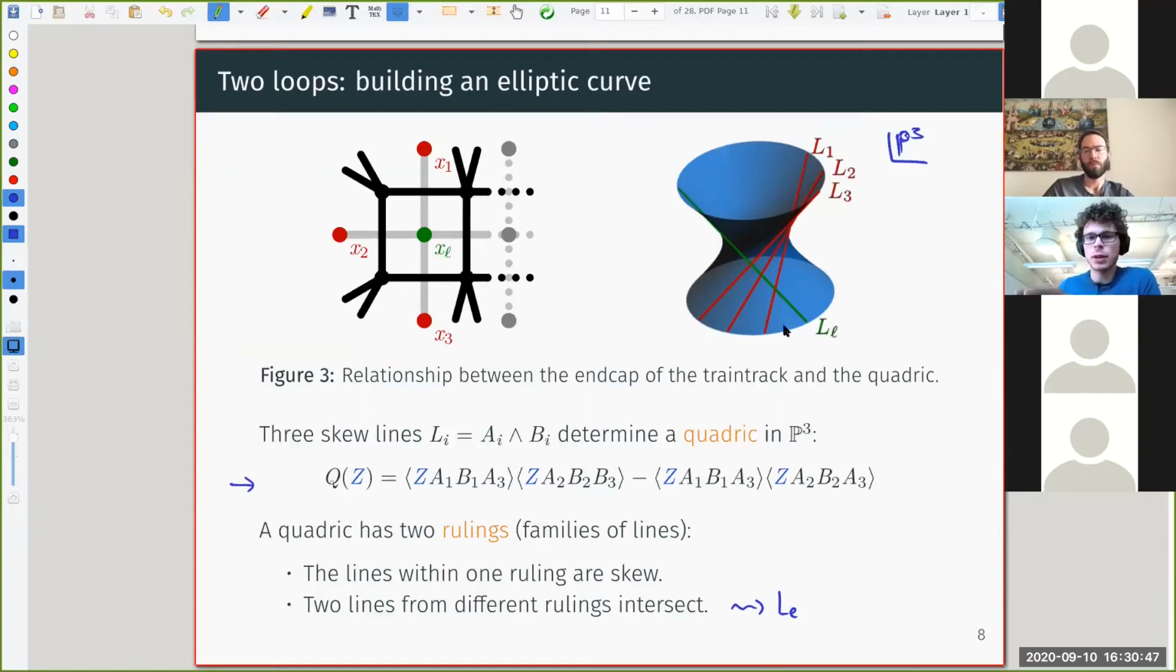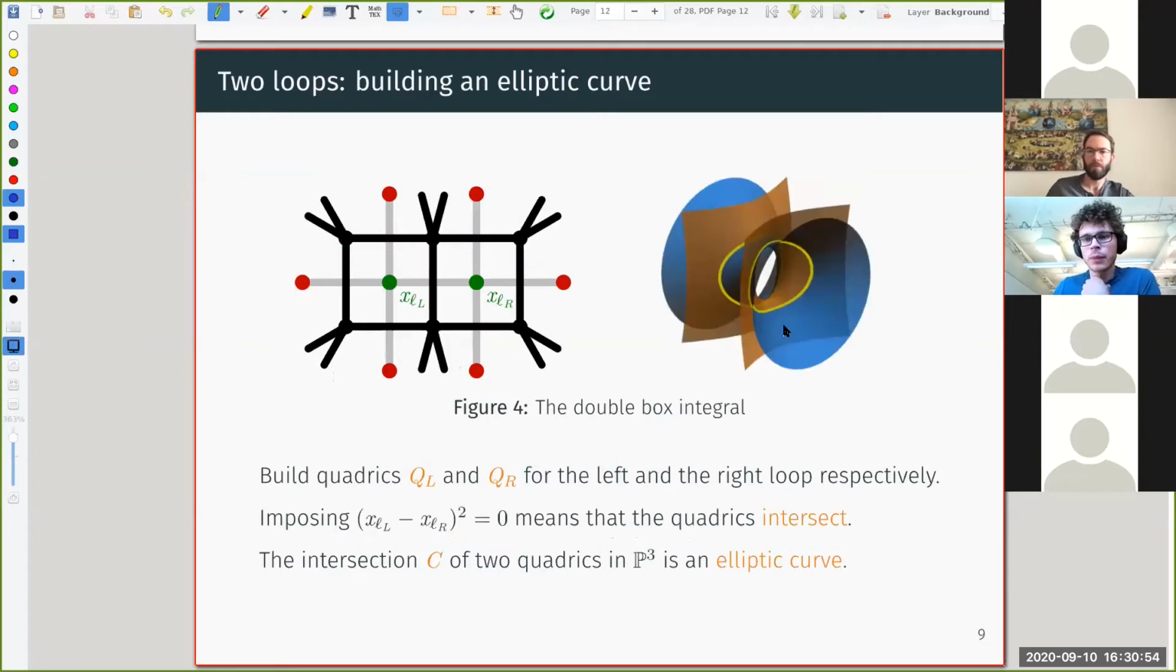Okay, so that's how, for 1/2 of this diagram, we construct a quadric. Now we want this 2-loop diagram, so we have to do this twice. So we get 2 quadrics. For this half of the diagram, that's going to be a quadric, and there's going to be another quadric for this half over here. So we get 2 quadrics, this QL and QR.